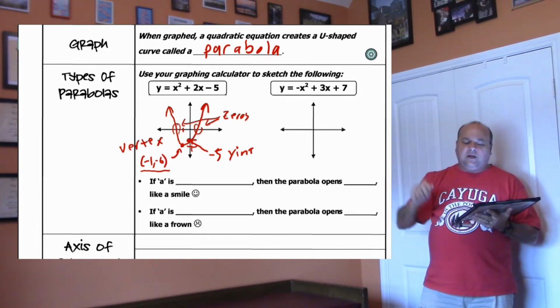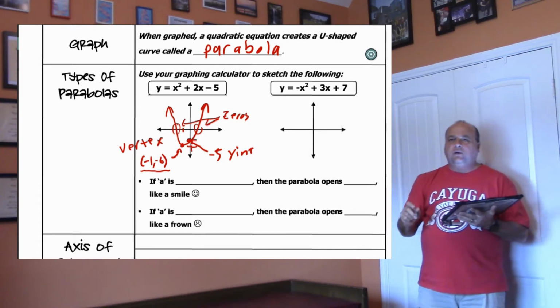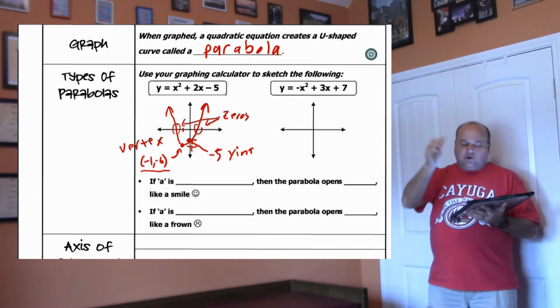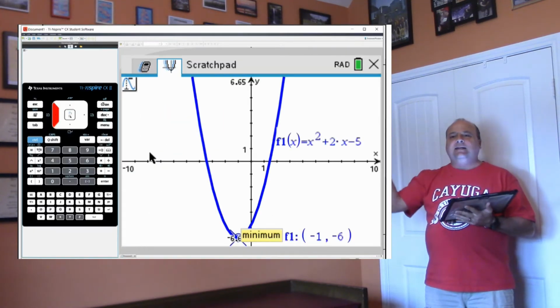Now then, let's graph the other one. We're going to graph negative x squared plus 3x plus 7. So let's go back to the calculator. We need to delete this graph.